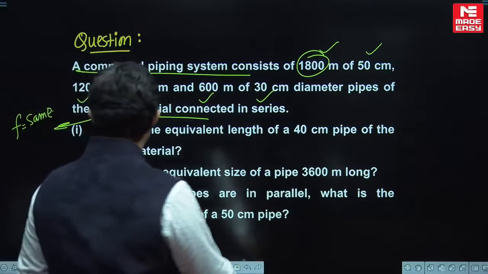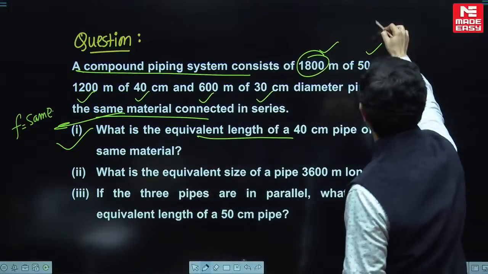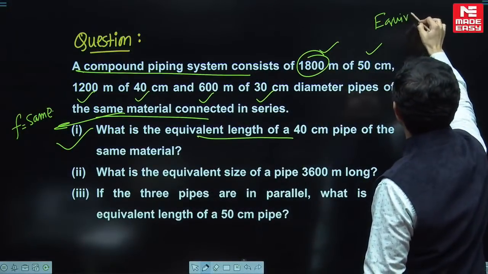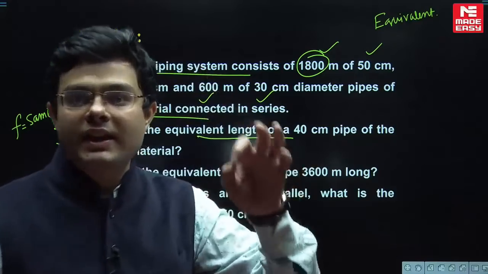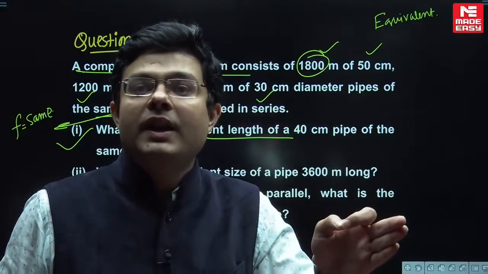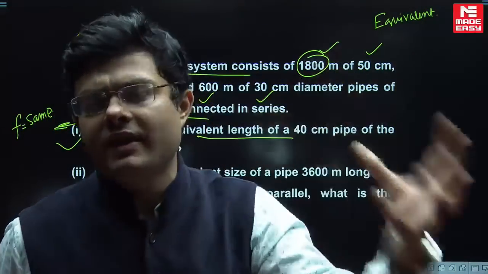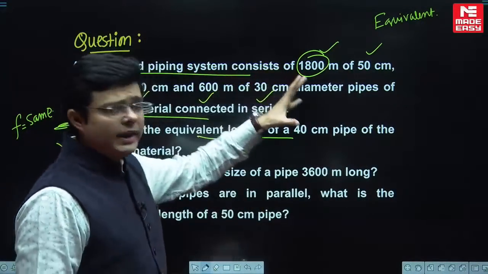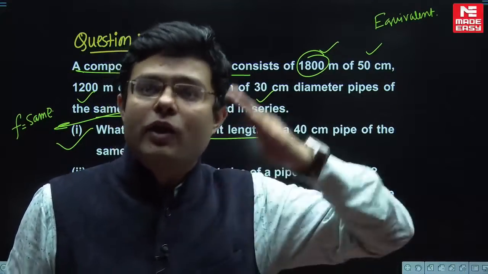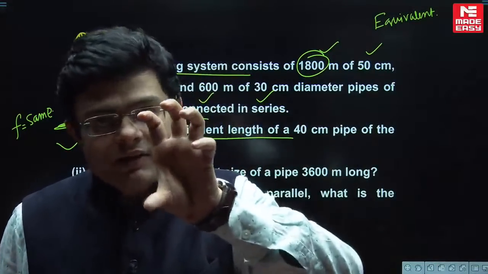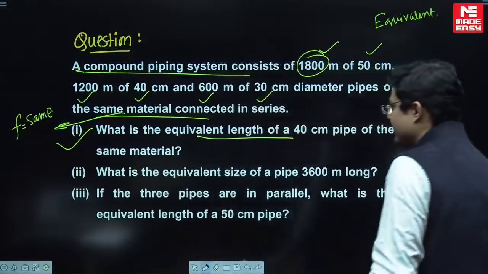First of all, what is the equivalent length? Do you know the concept of equivalent pipe? Come on guys, revise with me. What is an equivalent pipe? An equivalent pipe is such a pipe to the compound pipe, for the connection in series or for the connection in parallel, such that the head loss is the same as that of your system of connections, and the discharge should also be the same. Such a pipe is known as an equivalent pipe.